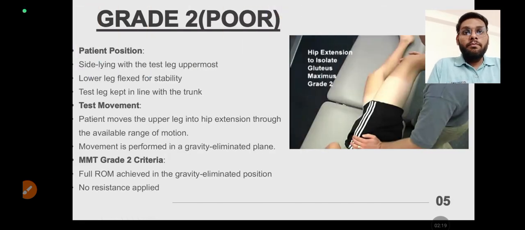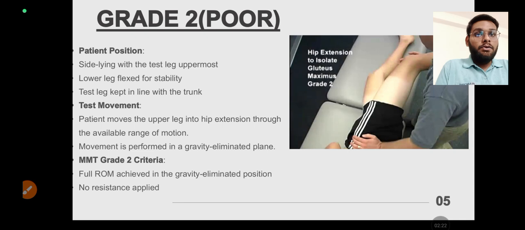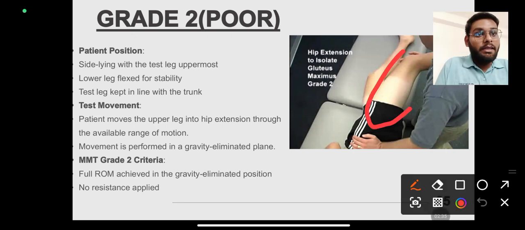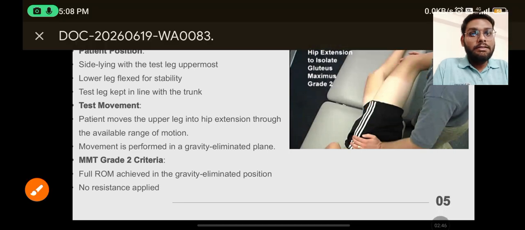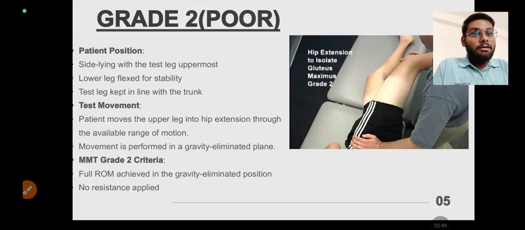In grade 2, poor, the patient should lie in side lying with the tested leg upward, as we can see here in the image. The leg which we have to test will be on the upper side, and the lower leg is flexed for stability. The tested leg is kept in line with the trunk.